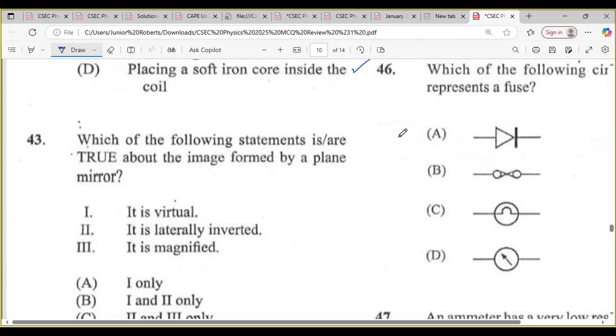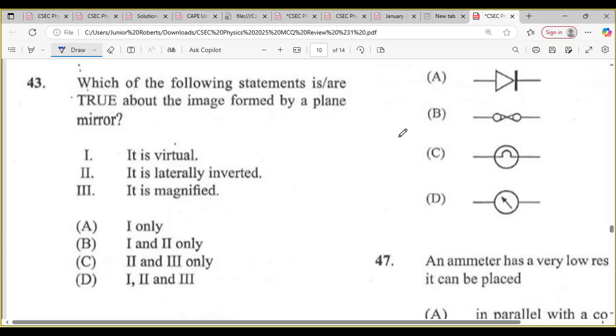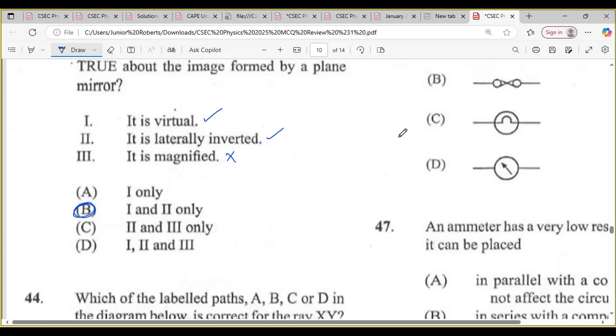43 now says, which of the following statements is/are true about the image formed by a plane mirror? The image formed by a plane mirror is indeed virtual. It is laterally inverted, but it is not magnified because it is the same size. So we have 1 and 2, so that's B for 43.